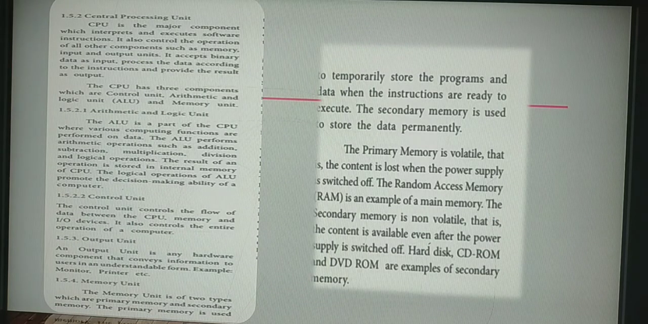Inside this one, while you are studying itself, we have already finished the ALU for 2 mark, control unit also for 2 mark, memory unit is also for your 2 mark. We have already finished. So studying this will be very easy for you.